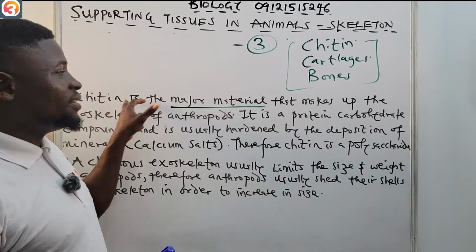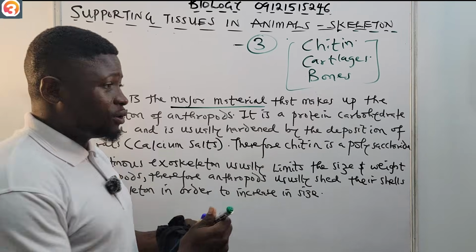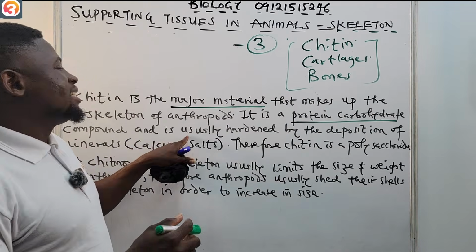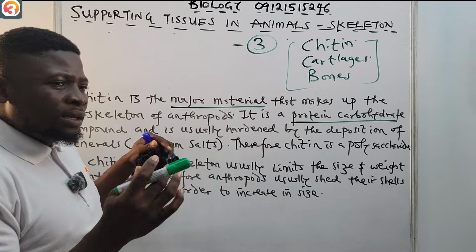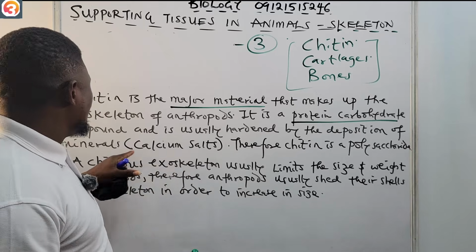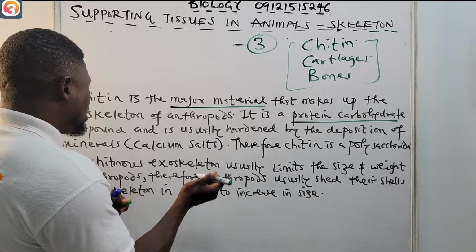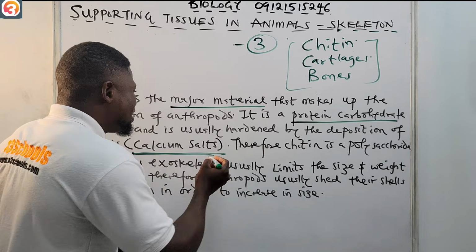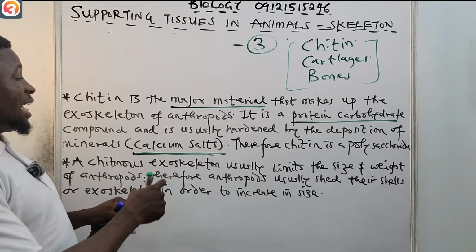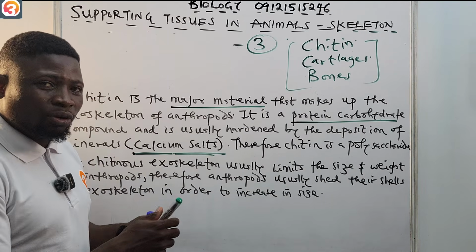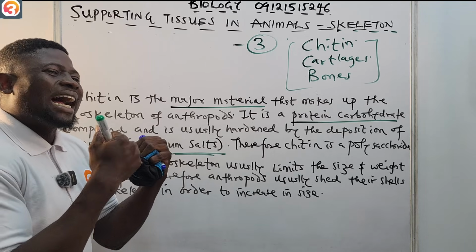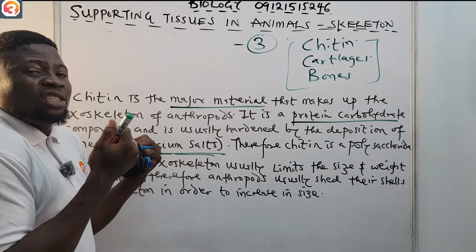Now, the chitin itself is a protein carbohydrate. Take note, it is a protein carbohydrate compound, and it is usually hardened. The chitin is very hard. It is hardened by the deposition of minerals. The minerals here are calcium compounds, or calcium salts. That is what hardens the chitin.